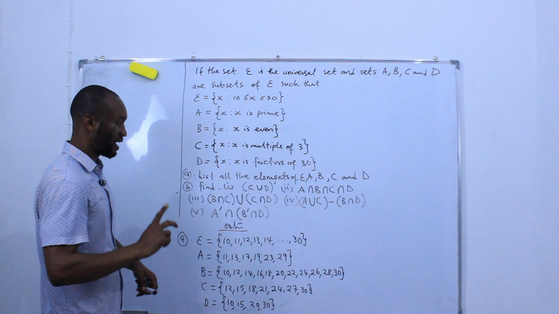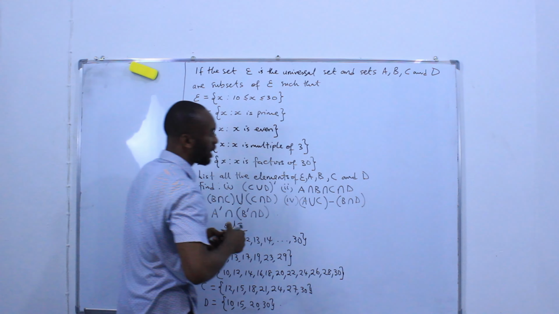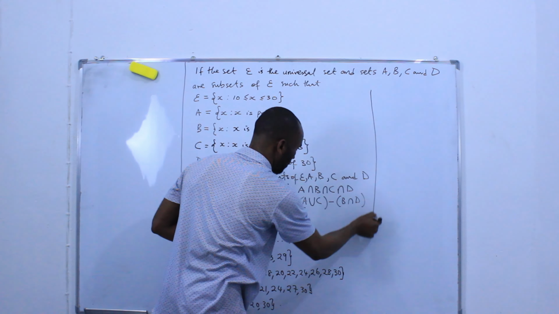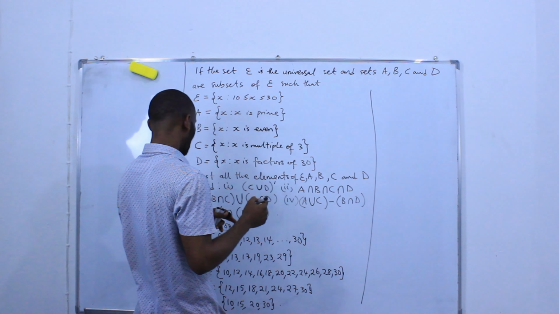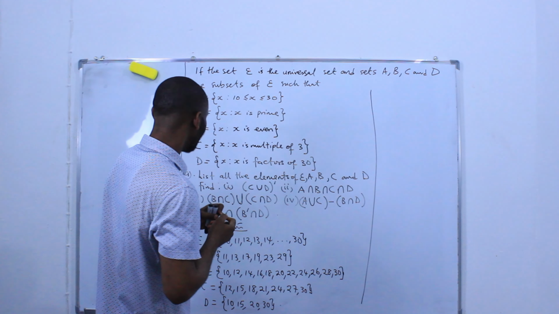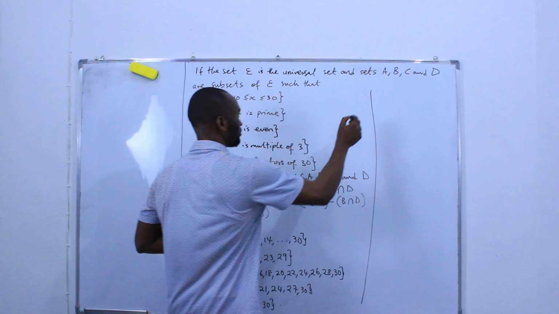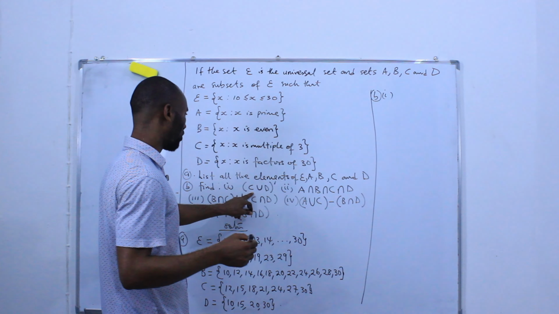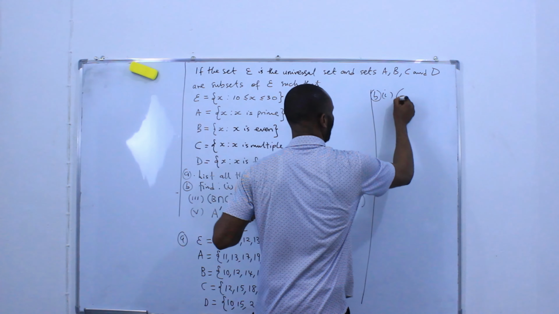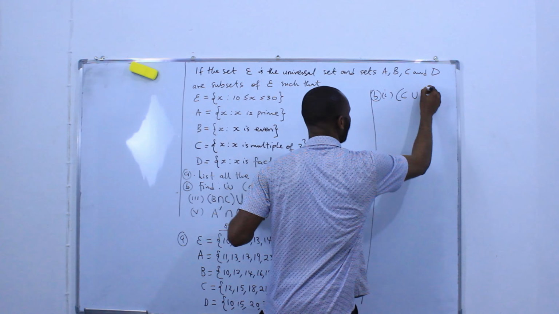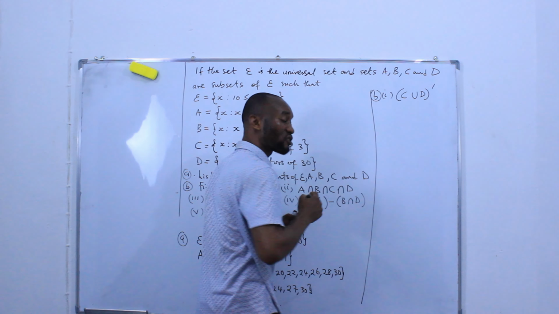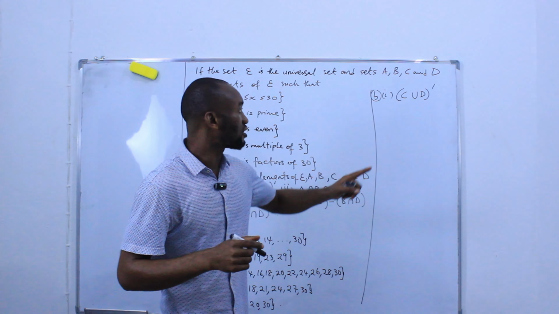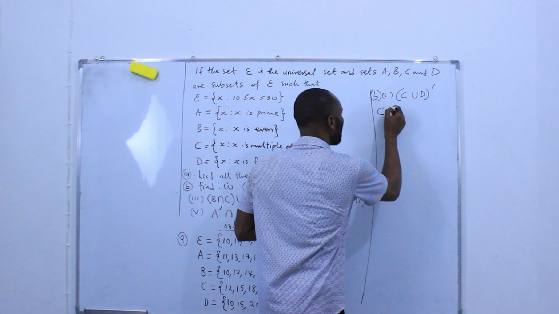Now we go ahead here. I'm going to use this part of the board. We go ahead to find for B, I, we're going to look for C union D, all complement. First of all, how to solve this is to first of all look for C union D.